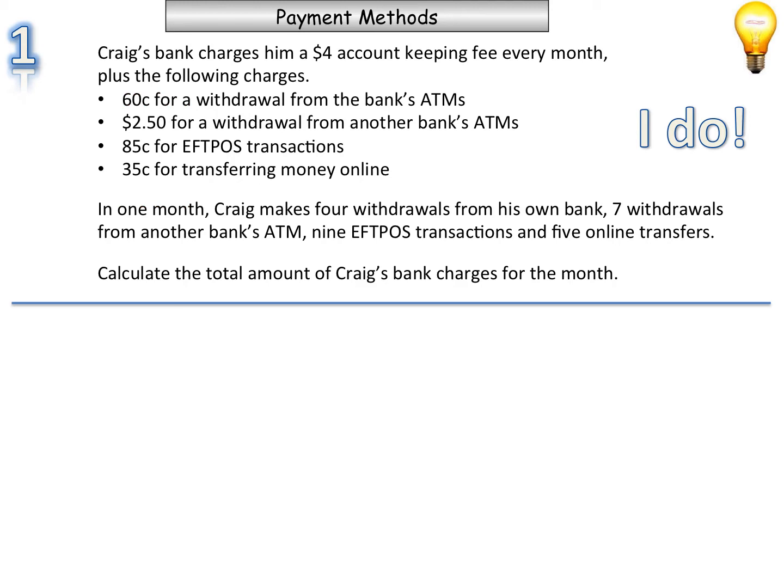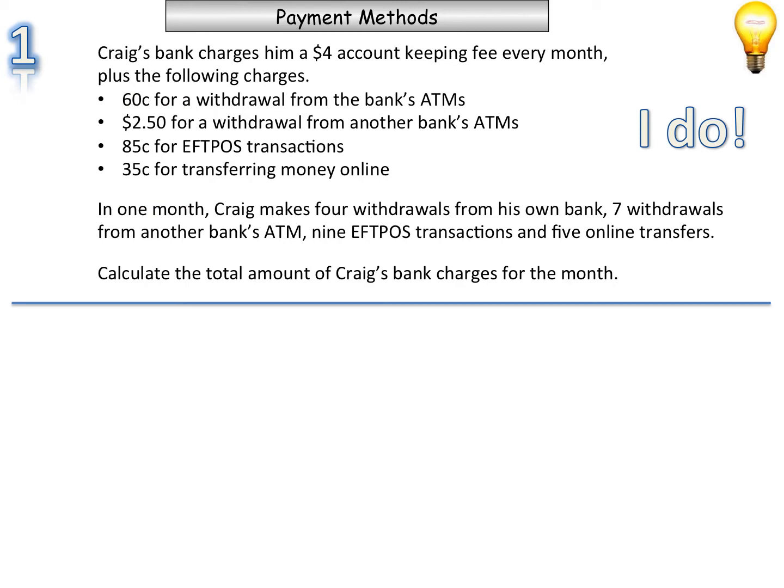Okay, our first example. Craig's bank charges him $4 each month to keep his account, and these are the conditions: 60 cents for a withdrawal at his own ATM branch, $2.50 if he withdraws money from another bank, 85 cents for FPOS transactions, and 35 cents for transferring money online.